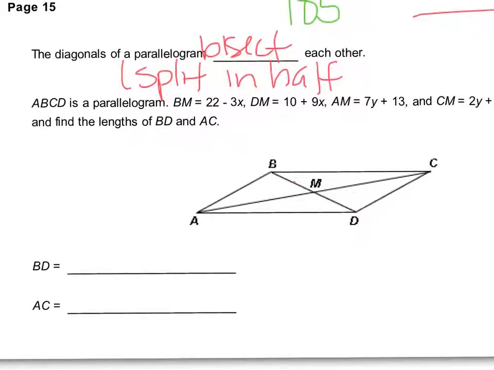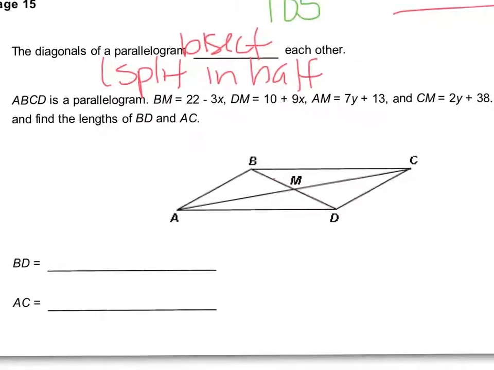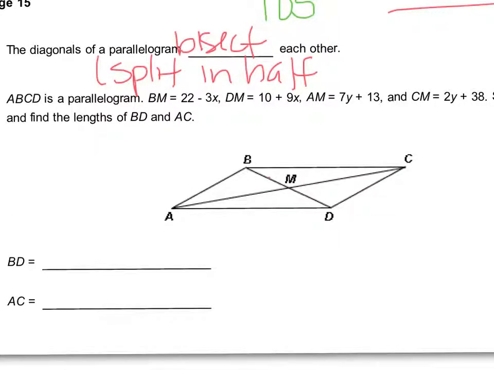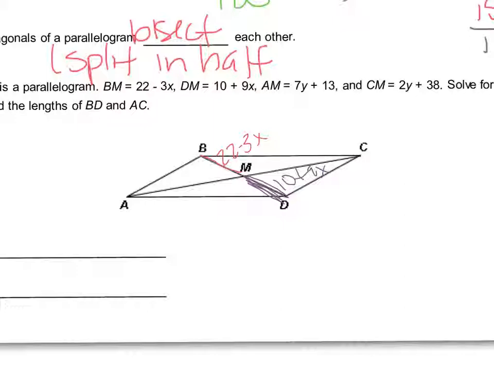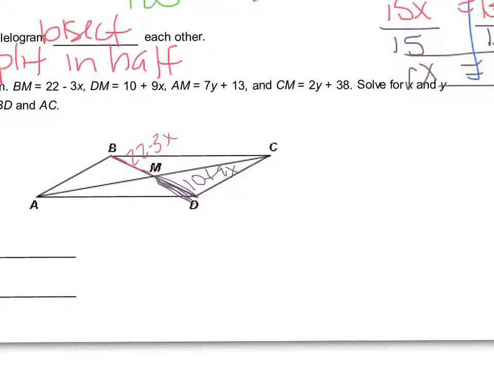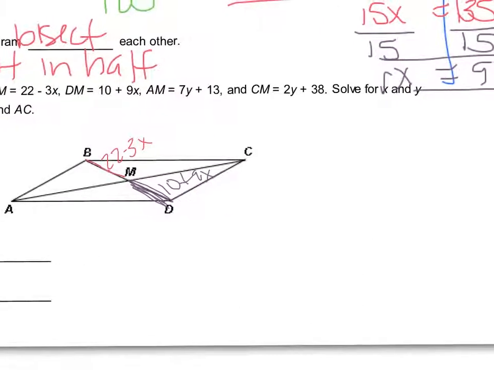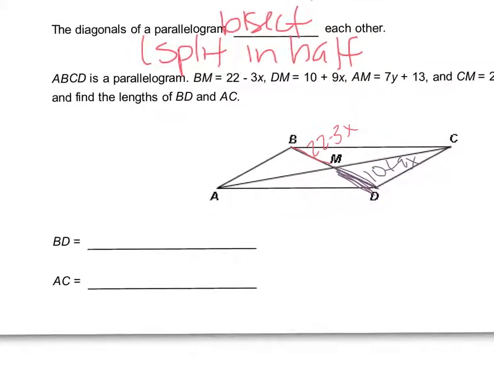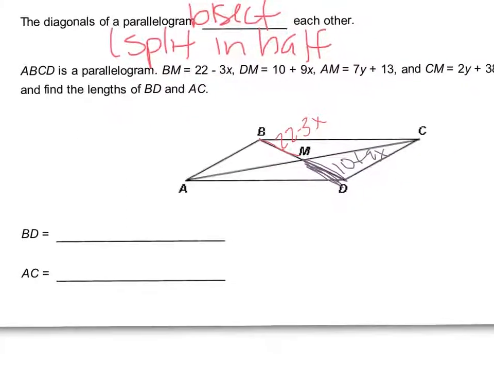that parallelogram ABCD, and we know that BM, so this part here, from B to M, is 22 minus 3x. And we know that DM is 10 plus 9x. So let's just start there. It also tells us about AM and CM. We'll come back to those. It says solve for x and y and find the lengths of BD and AC.